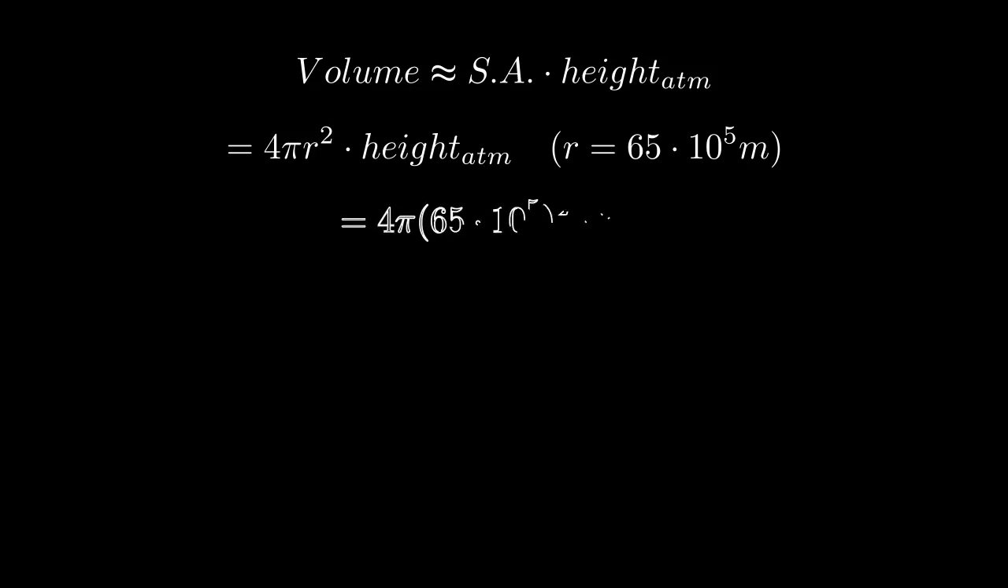Right, we are now ready to complete the first part of our problem. Surface area of a sphere is 4 pi r squared, and r is equal to 65 times 10 to the 5 meters. Substitute our result for height. Overall, we get 4.4 times 10 to the 18.